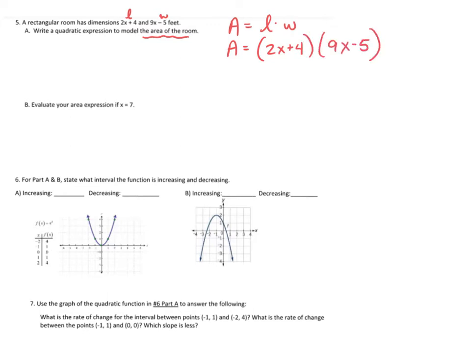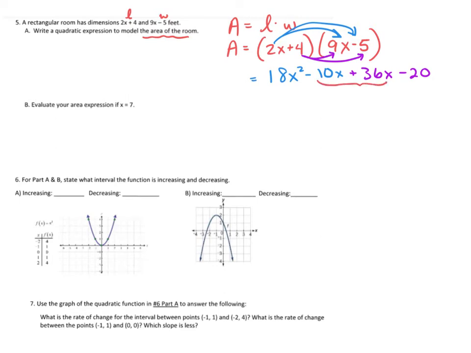So when you do that, you got to multiply two binomials, so you're going to be doing some serious distributing here. So you'll distribute the 2x, and that will be 2 times 9 is 18, and x times x is x squared. And then you got 2 times the negative 5, so negative 10, and there was an x there. Then you're going to distribute that 4 as well. So 4 times 9 makes 36x, and 4 times negative 5 makes negative 20. And if you have like terms, you should combine them.